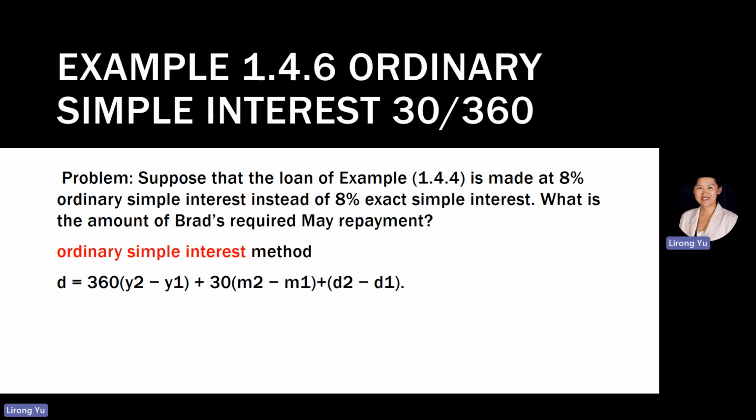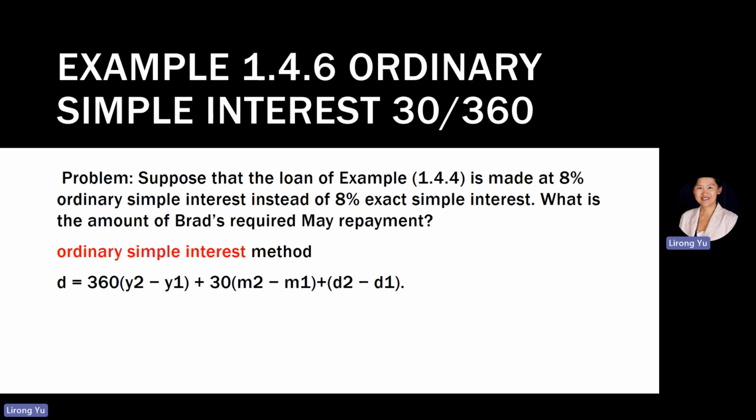Ordinary interest rate method. Here I'm explaining the calculation: calculating the number of days using 360 times (year 1 minus year 2), plus 30 times (month 1 minus month 2), plus (day 2 minus day 1). Okay, so we're assuming in a whole year there are 360 days instead of 365. This method is less accurate, but it's easier to follow.